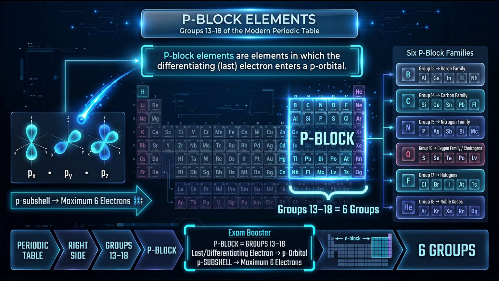Oxygen and sulfur are nonmetals, selenium is also a nonmetal, tellurium is a metalloid, while polonium and livermorium are metals. The common oxidation state is -2, especially for oxygen, although heavier members can show positive oxidation states such as +4 and +6. Group 17 is known as the halogen family.